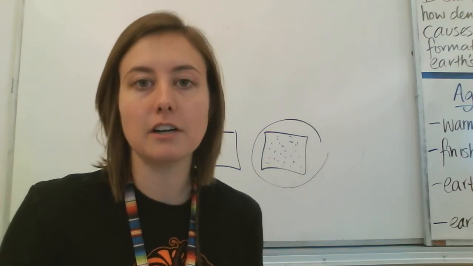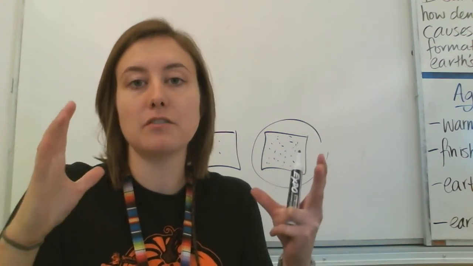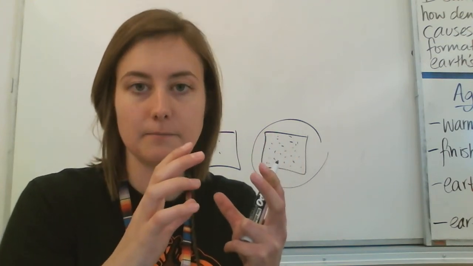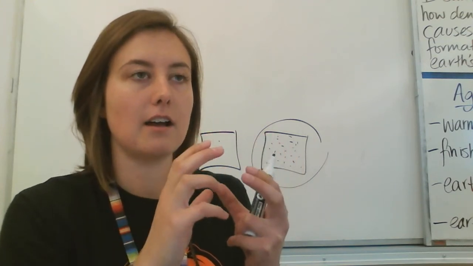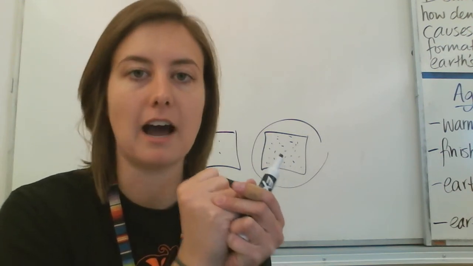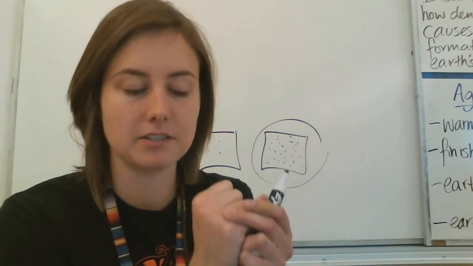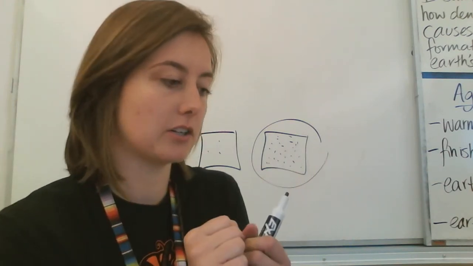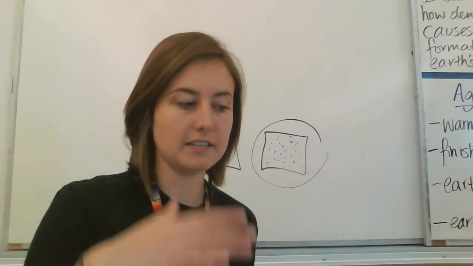The atmosphere is floating on top of the crust. The atmosphere is less dense than the crust. Mantle is more dense than the crust. The outer core is more dense than the mantle, and the inner core is the most dense, and it's made of iron and nickel, dense metals in the middle there. So you need to know that density increases as you get closer. More dense things sink, less dense things float.